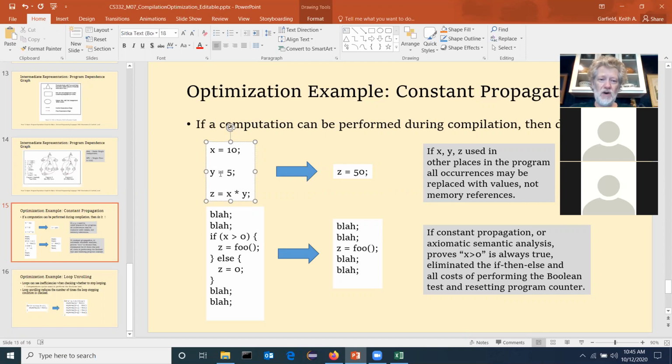So this whole thing, these three lines of code, which involve what? One memory store, one memory store, one memory fetch, one memory fetch, one memory store. That's 5 total operations, gets reduced to one operation of just a memory store. And this propagation can go on, so that if, let's say, z is used somewhere else, then you can replace that z value with 50 wherever it's used.